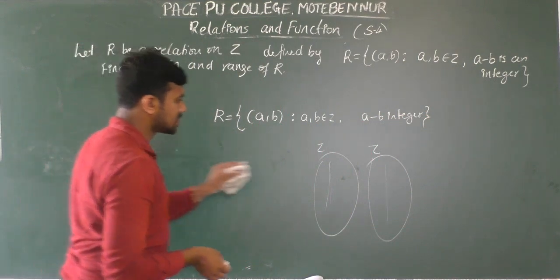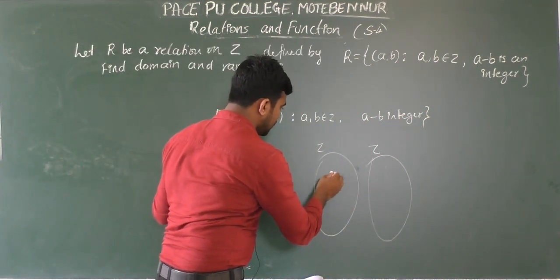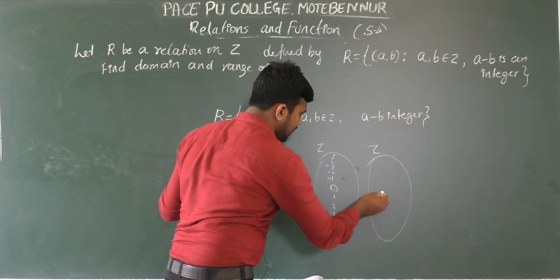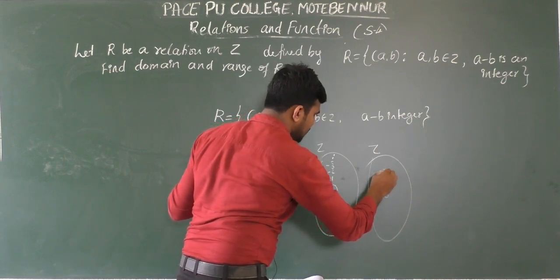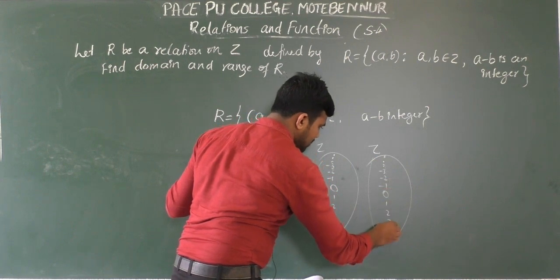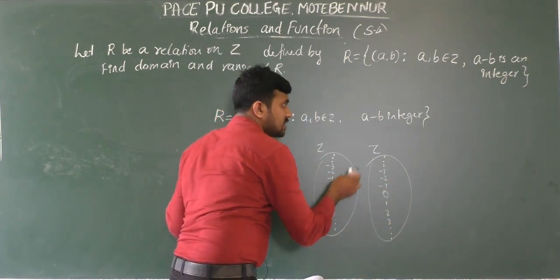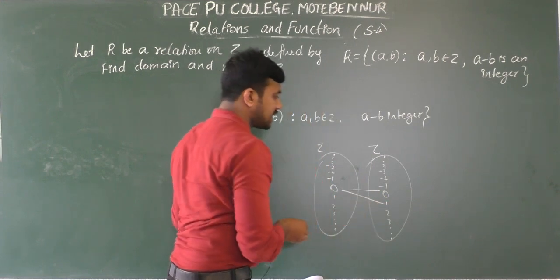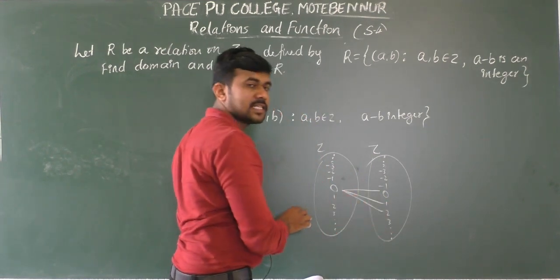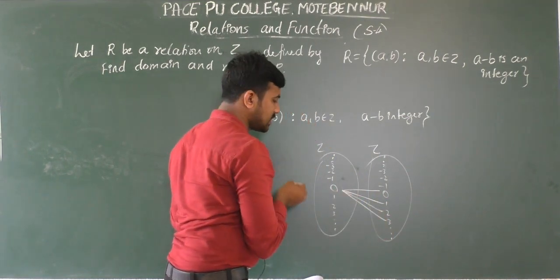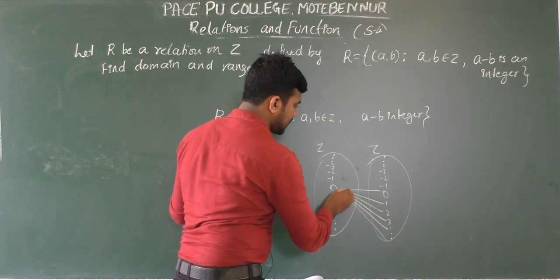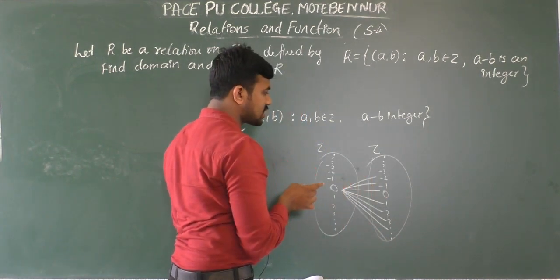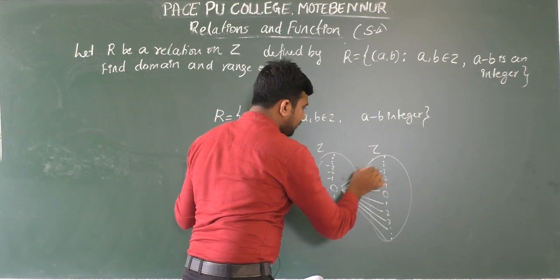Now suppose the numbers are integers: 0, 1, -1, -2, -3 and so on, 1, 2, 3 and so on. Similarly here also 0, -1, -2, -3 and so on, 1, 2, 3 and so on. Now see, I take 0 and separate out everything, a minus b. 0 minus 0 is 0, it is an integer. 0 minus 1 is -1, again an integer. 0 minus 2 is -2, it is an integer. 0 minus 3 is -3, it is an integer, and so on. Next, 0 minus of -1 is 1, an integer. 0 minus of -2 is 2, that is an integer. Again, all the differences are integers.